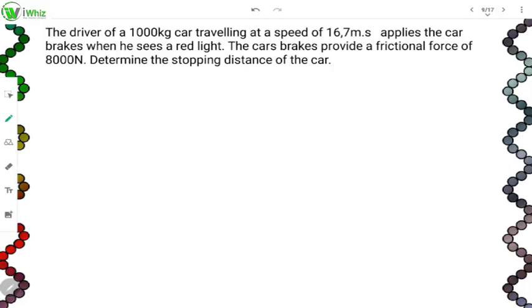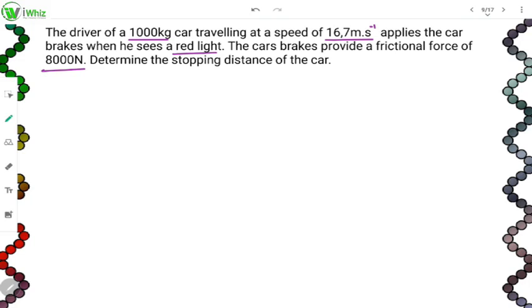Using what we know, we can look at the following example. It says, the driver of a 1000 kg car is traveling at a speed of 16,7 meters per second. The driver applies the brakes when he sees a red light. The car brakes provide a frictional force of 8,000 newtons. Determine the stopping distance of the car.